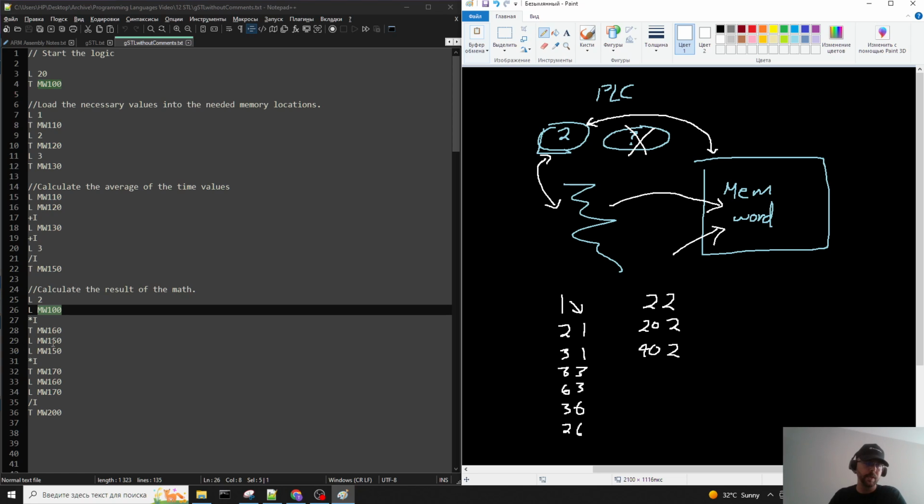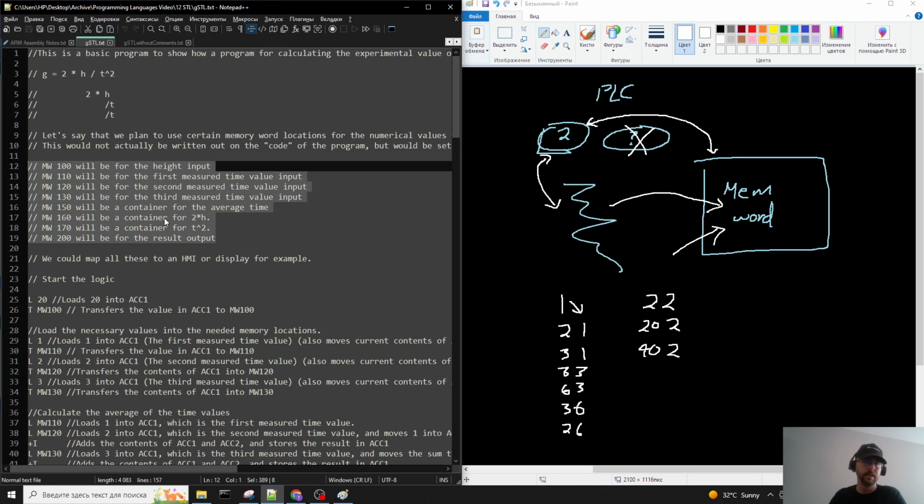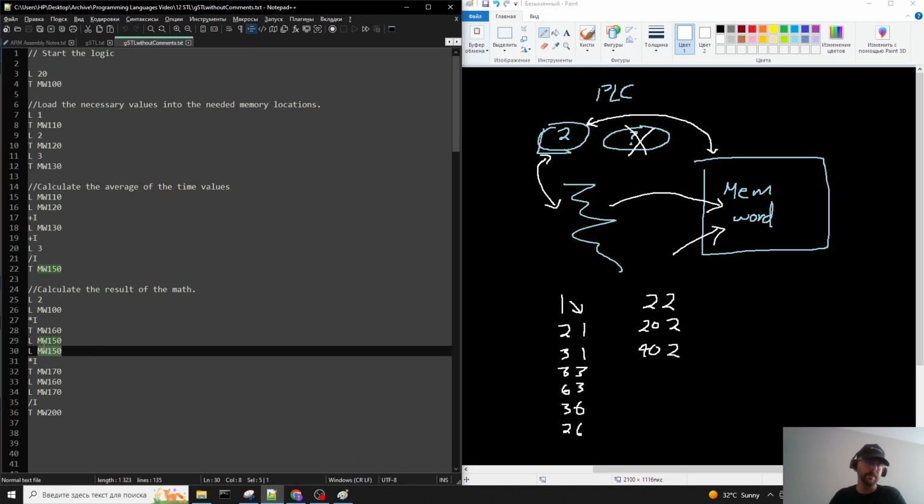Then we're going to load 150 twice, which was our average time value, which I just remember, or I could look over at my chart that I made here. Average time, because we need to square the average time. So we load the average time, so it's going to put a 2 here, a 2 here, because we load it and then we load it again. And then we're going to multiply them together, which will give us 4, which is time squared.